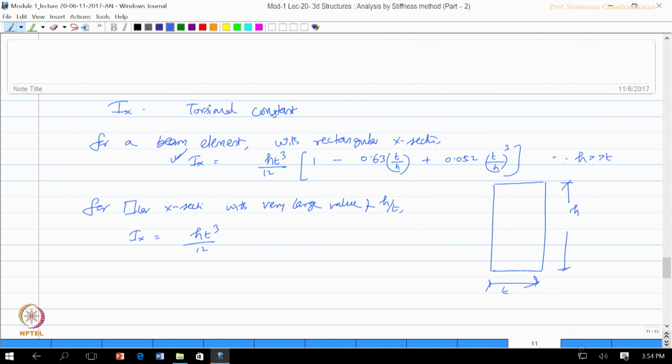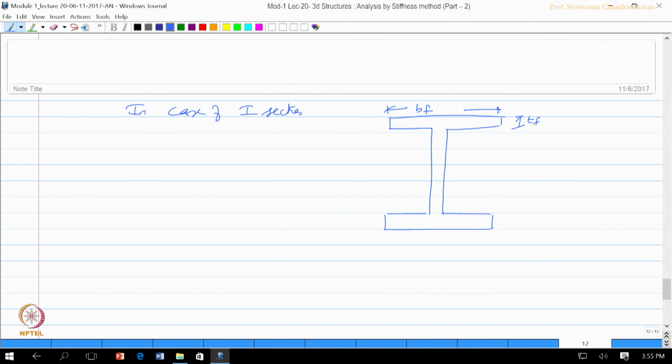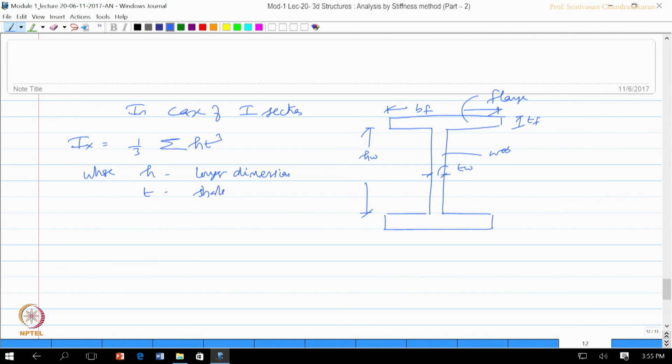In case of I sections, as shown, let us say this is T f, this is B f, breadth of the flange, this is T w, and this is H w. So, this is the web, this is the flange. Now the torsional constant is 1/3 of summation of h t cube, where h is the longer dimension of rectangle and t is the shorter dimension of rectangle.